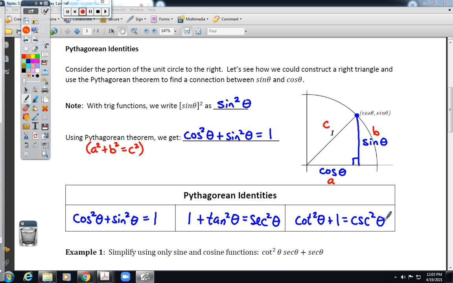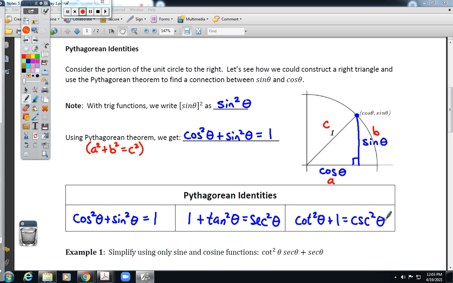Now, the one you're going to use way more often than the others is the one we developed using the unit circle. Sine squared plus cosine squared equals 1. That's the one we're going to use the most often. But those other two identities are true for every angle as well. So now we had our 6 reciprocal identities, our 2 quotient identities, and now 3 Pythagorean identities. See how they're stacking up quickly here?